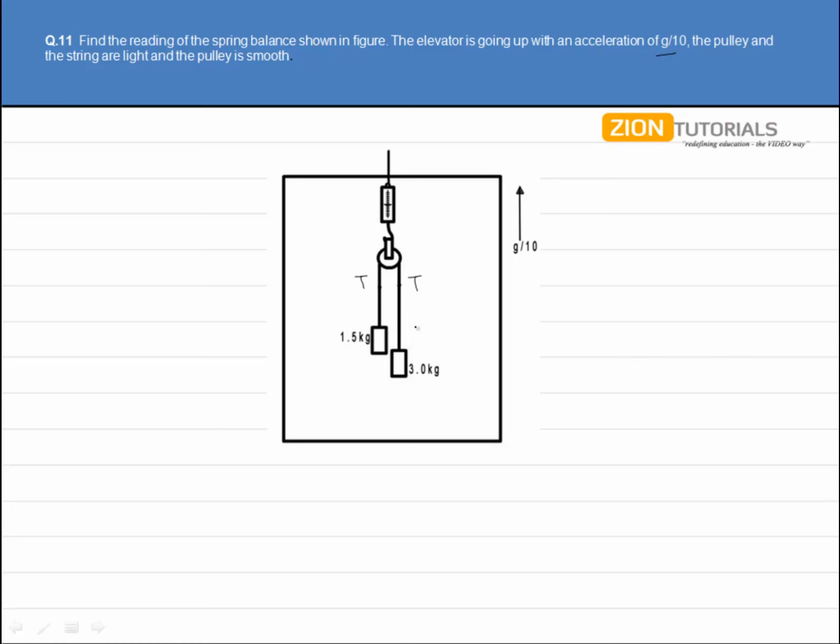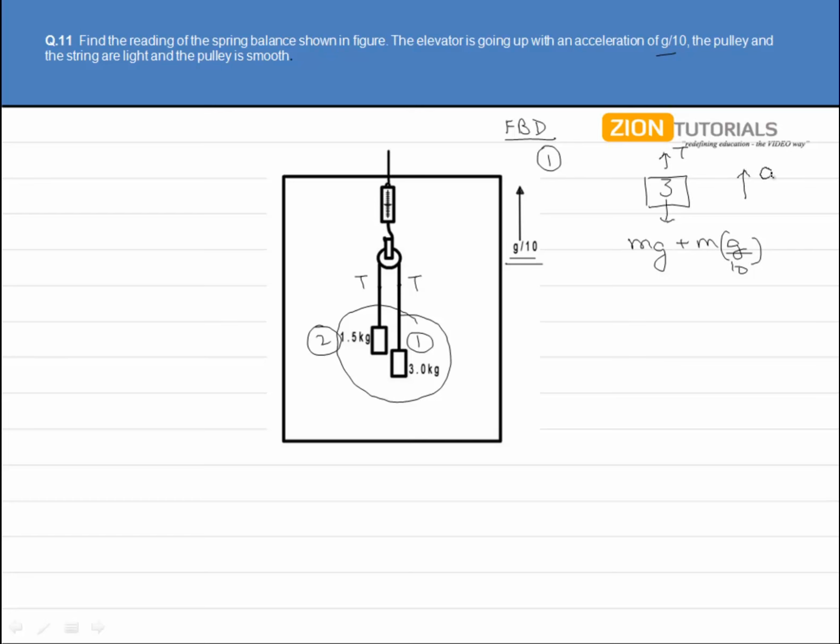Now let us first consider these blocks along with the pseudo force. That is, we are not taking this acceleration into account, but the pseudo force. So making the free body diagram, if we assume this block to be 1 and this to be 2, let us proceed with the free body diagram of the first block, in which we have a block of 3 kg, with a downward force of mg, plus mass into acceleration, that is g by 10, a tension T in the upward direction, and an overall acceleration a1 in the upward direction.